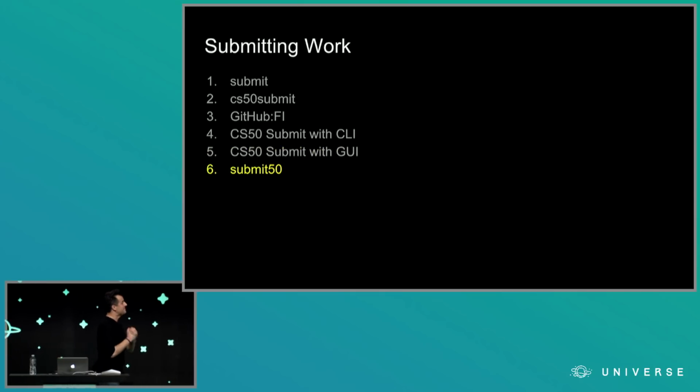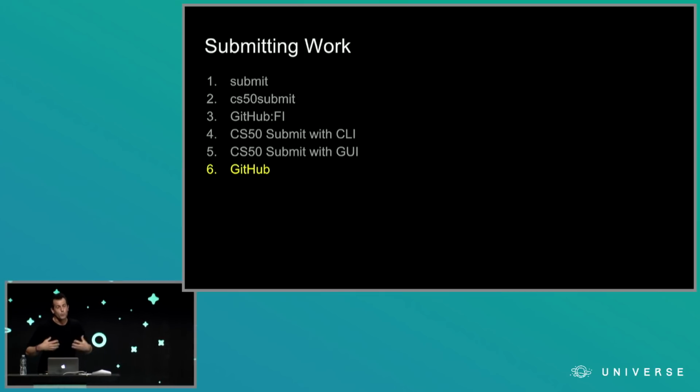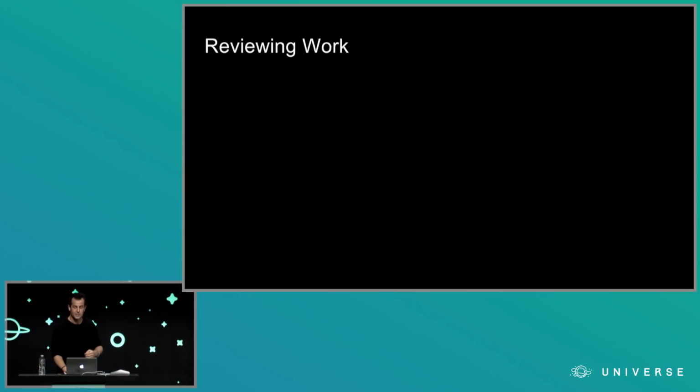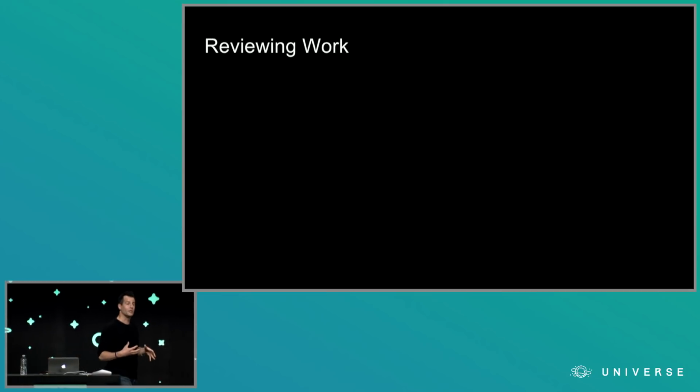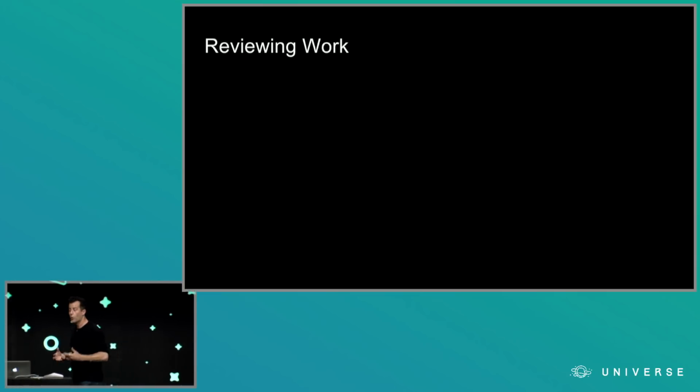And then we're back at present day, where we have this command, submit 50, which if anything suggests that we never really agreed internally on what to call these things over the years, because the names of these tools have changed as much as the underlying technologies. But really what's now underneath the hood is GitHub, or most recently GitHub plus Docker, which solves two problems for us, not just the submitting of work, but also the reviewing of work. And what do I mean by this?